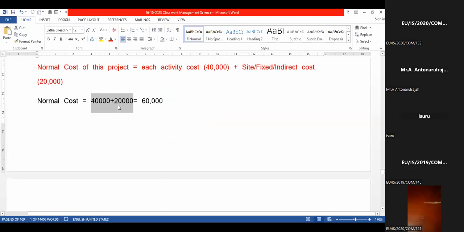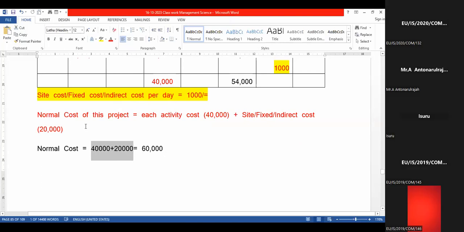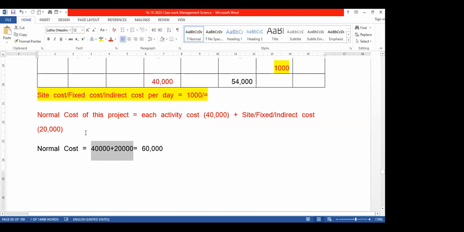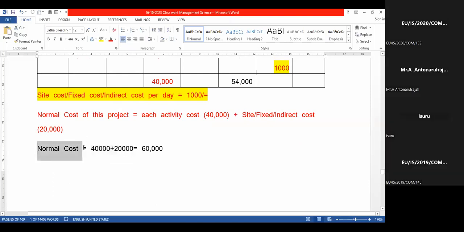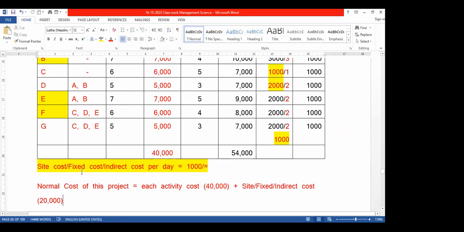Sometimes your network diagram may have an error, but if you somehow find the duration of the project, this calculation may still be correct. Be careful. Sometimes your network diagram may be wrong, but if you have found the project duration, then you can calculate and get the marks for the normal cost. That is also possible, sometimes. Okay, so this is a basic thing.